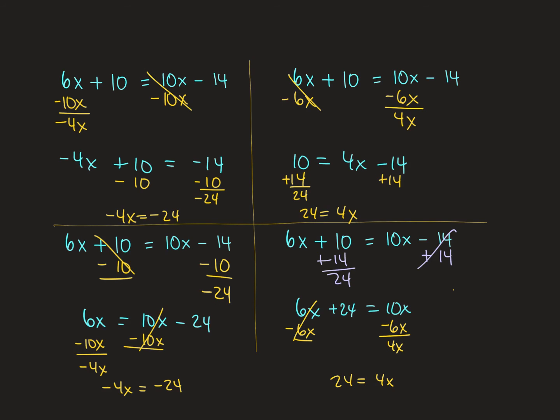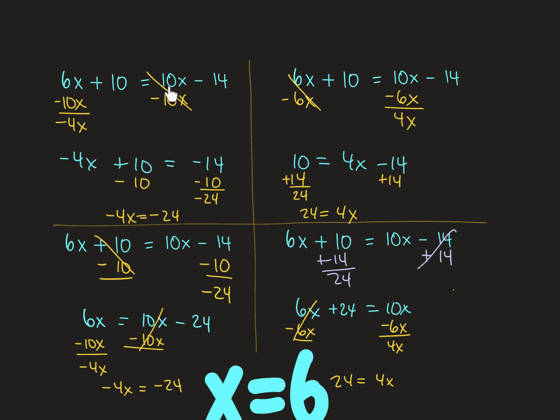So I went through and almost finished each of them. In the top corner, I subtracted 10. I haven't divided by negative 4 yet, but if I did, I would get positive 6. In this case, I added 14 and got 24. If I do the division, x is going to be 6, just like over here. This one matches this one matches this one. So in the end, no matter how we do it, we get the same answer, and that is x equals 6.